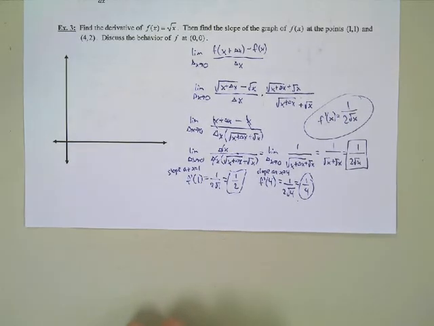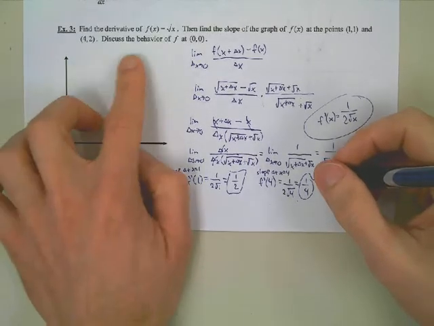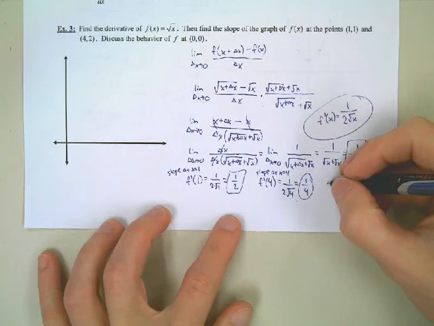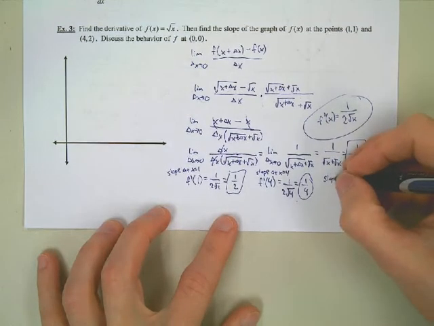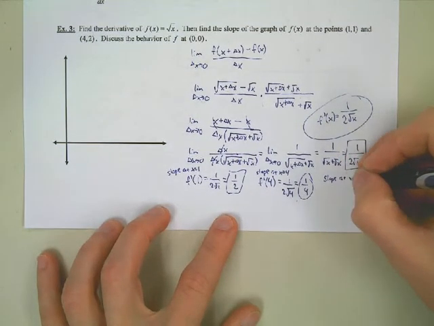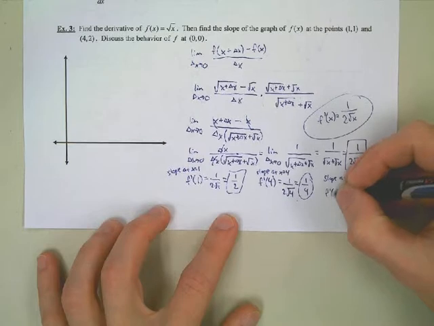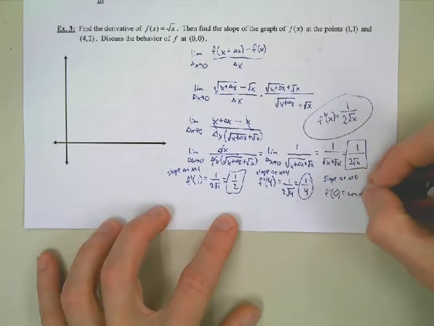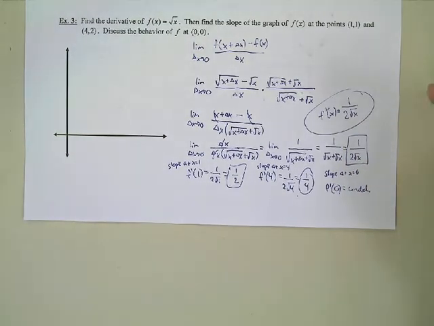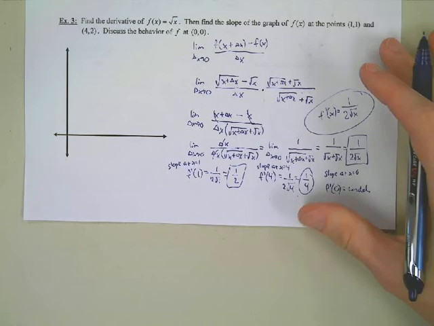Now, what about the behavior of f at 0, 0? Well, let's try it here. What is the slope at x equals 0? And yes, f prime of 0 is undefined. You get 1 over 0. Huh. I wonder why. Well, let's look at the graph. Let's graph it over here.